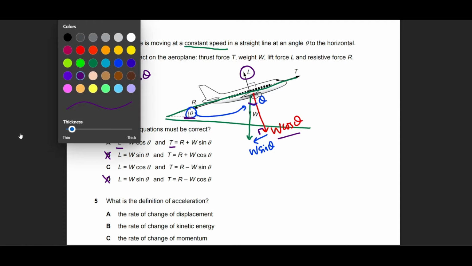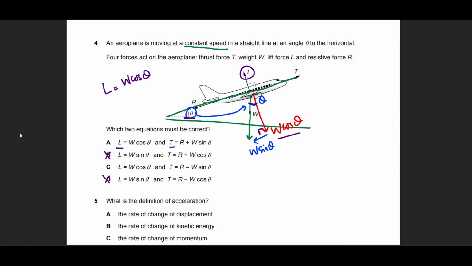The next option comes with satisfying this equation T. Now we can see that T is being held back, or you can say it is being opposed by this component W sine theta, because it is in the same direction, and R, which is also in the same direction, or you can say it's opposite to the direction of T, or in the same plane. So since it is moving at a constant speed, the forward force should be equal to the backward force, or a combination of all the backward forces.